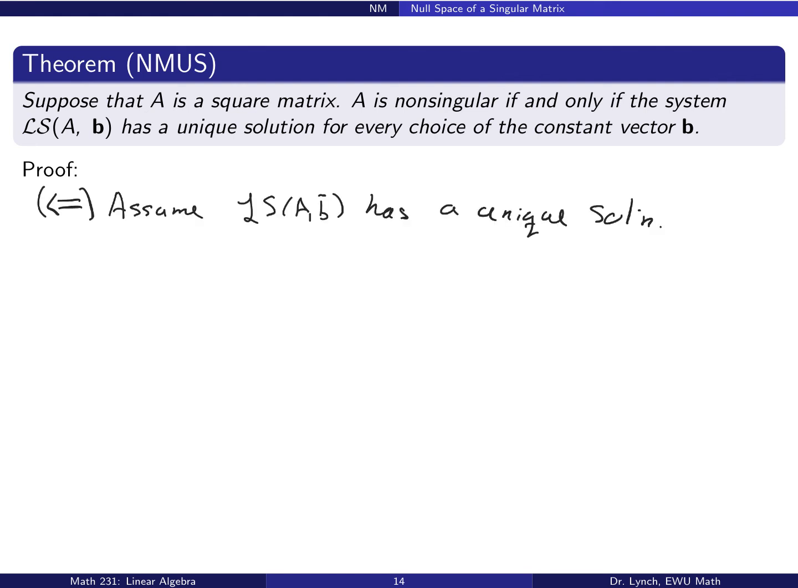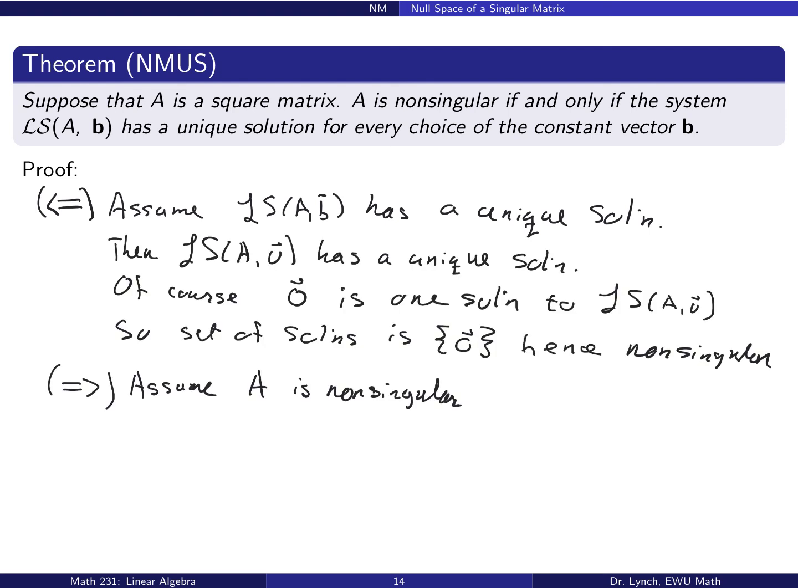So we'll start off by assuming that the linear system A comma B has a unique solution for all choices of B. Then, in particular, the linear system A comma B has a solution in the case where B is the zero vector. Of course, if the homogeneous linear system has a unique solution, then the set of solutions is exactly 0, so A is non-singular.